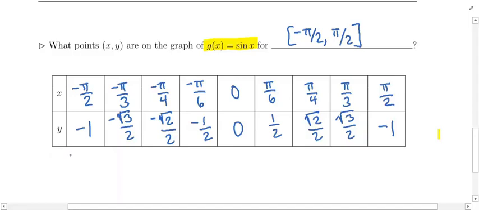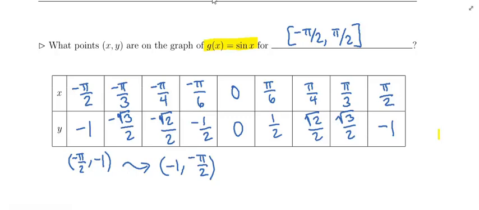For example, if you look at this point right here, the x coordinate is negative pi over 2, and the y value is negative 1. This is an ordered pair on the graph of sine x. So if we switch x and y, it's going to switch to be this point, and this point is going to be on the graph of the sine inverse function.